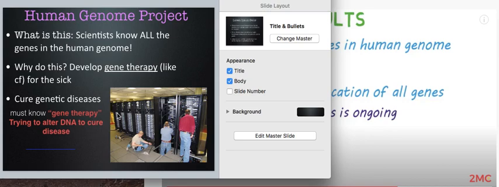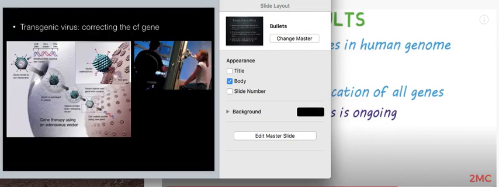So why did we do this? It took 13 years, but why did we do it? Well, for gene therapy. We wanted gene therapy, which means like what we're doing with CF. You have the people with CF, they inhale transgenic viruses. So those are viruses where we've taken out the DNA that causes us to get sick and we put in a human gene, and then the viruses go and infect our cells with the correct gene. That is gene therapy. And we are trying to do this.